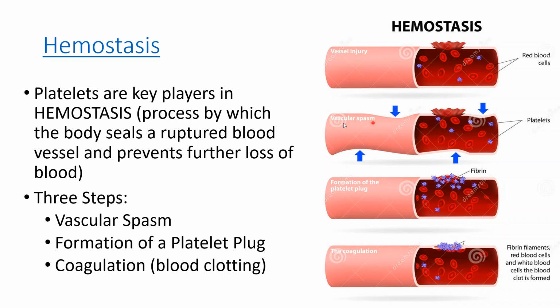So the next thing that's going to happen is after that vessel injury occurs, a vascular spasm is going to occur. We'll talk about what that is in just a second. Take a look at these little purple stars, platelets. Those platelets form this plug to prevent blood flow out of that blood vessel, and then eventually clotting occurs. So these are the steps of hemostasis.